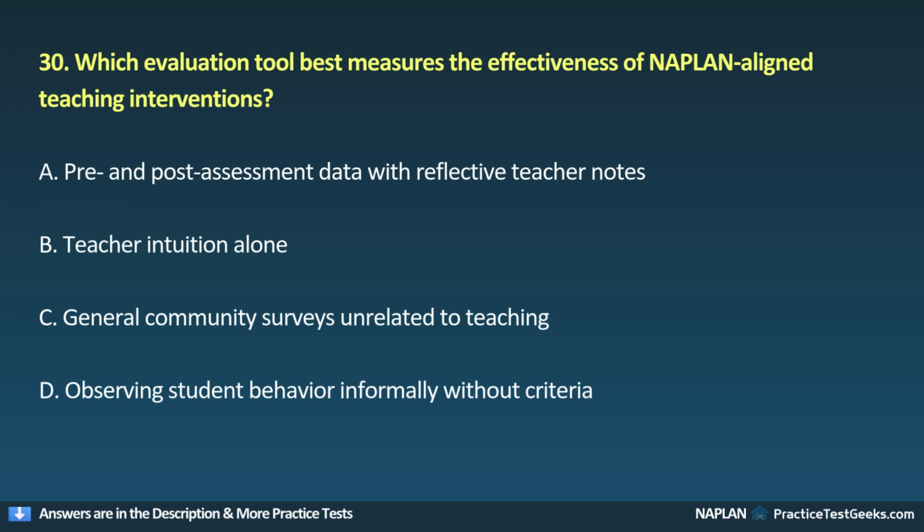A. Pre- and post-assessment data with reflective teacher notes. B. Teacher intuition alone. C. General community surveys unrelated to teaching. D. Observing student behavior informally without criteria.